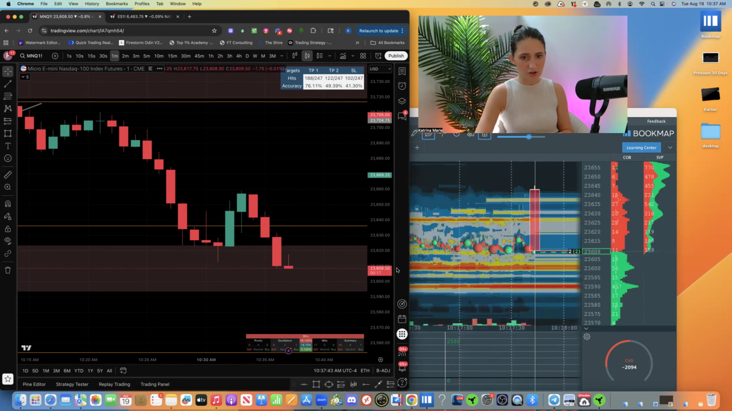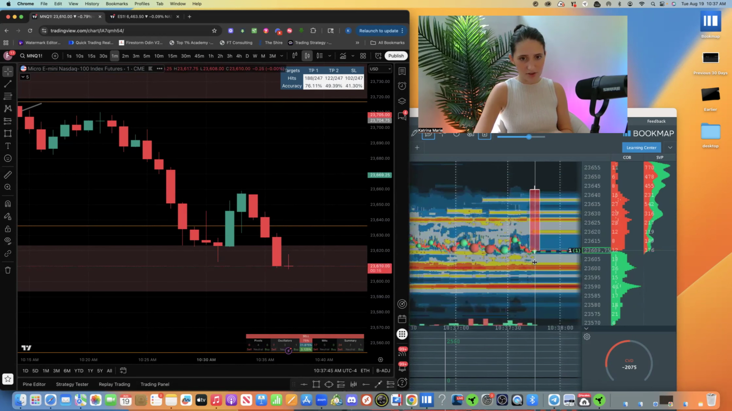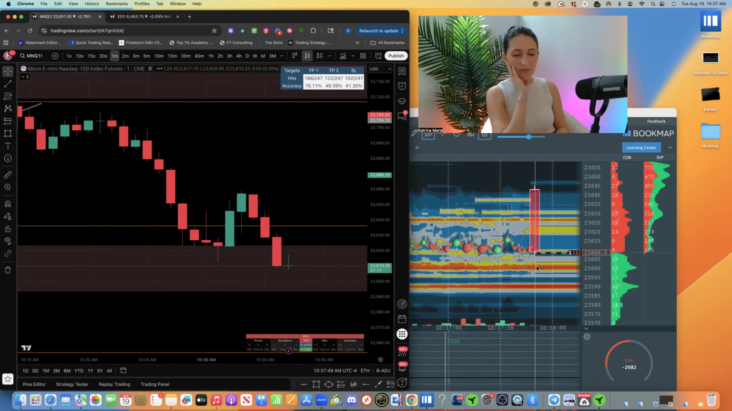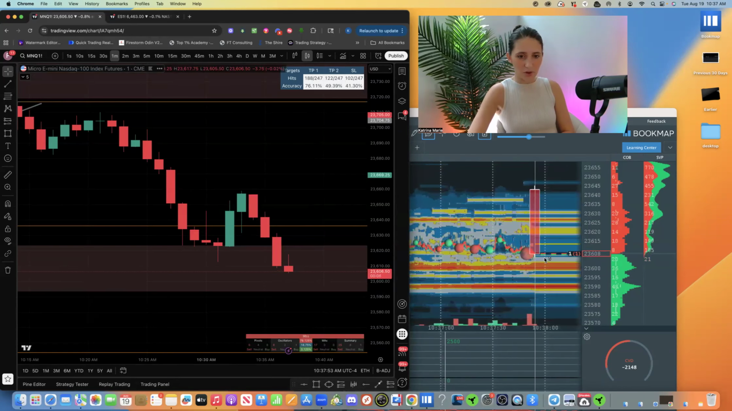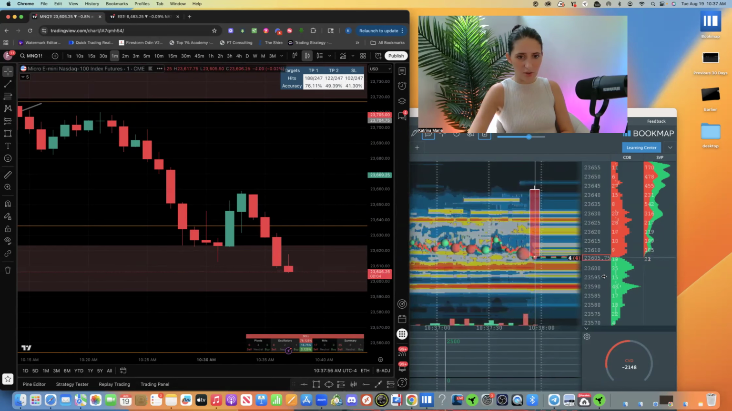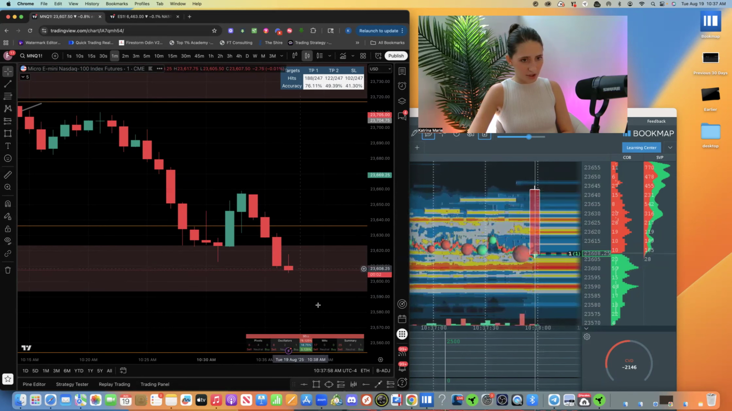Here comes those sellers wanting to absorb this here. And see the bubble getting bigger. More aggressive sellers are coming in and push us back down.